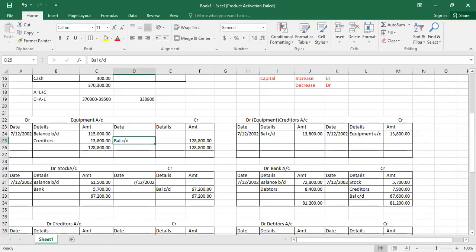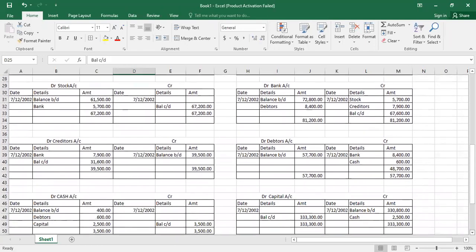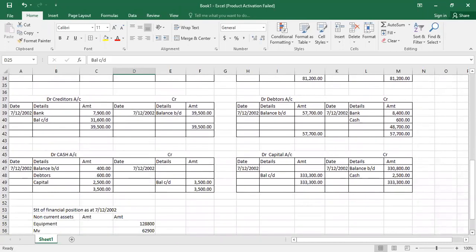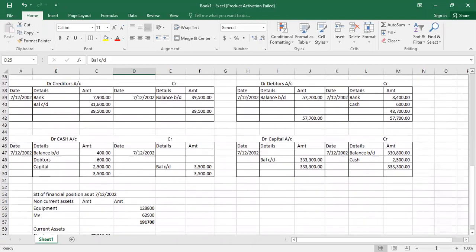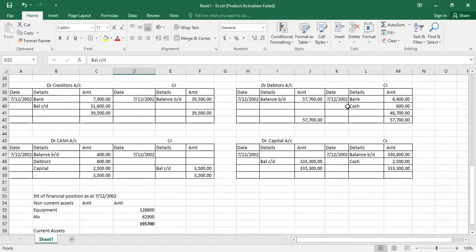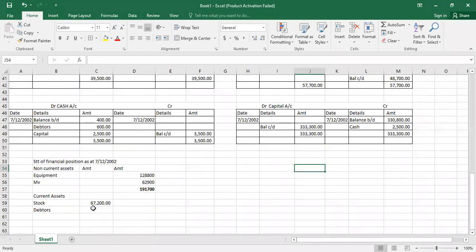So you said that we are arranging our assets in order of liquidity. We started with the stock, and then the debtors. Our debtors, you can see the figure that we'll be picking for debtors. It is balance, I didn't indicate, carried down. Sorry, this should be balance carried downward. So we are picking this figure because it is our balance carried downward. So we are taking 48,700.